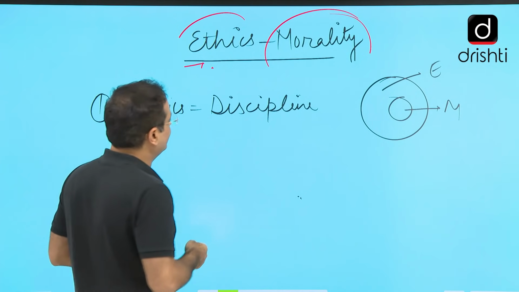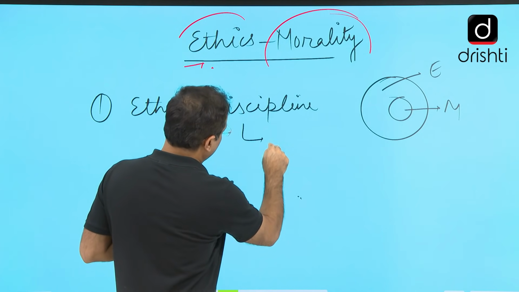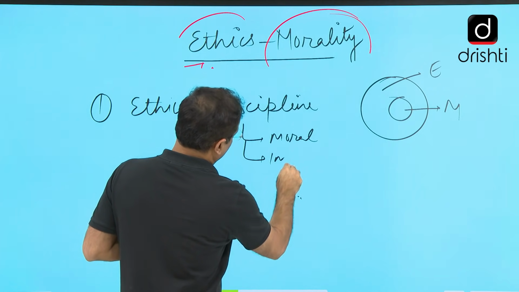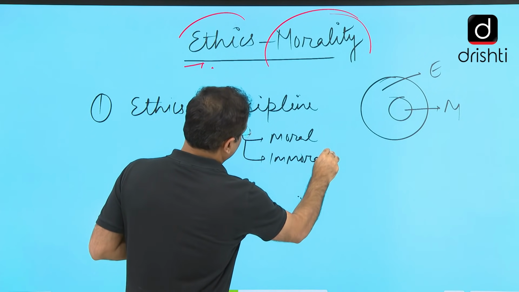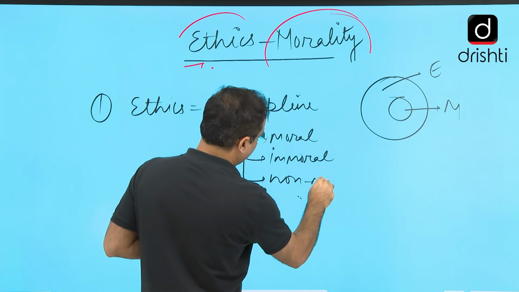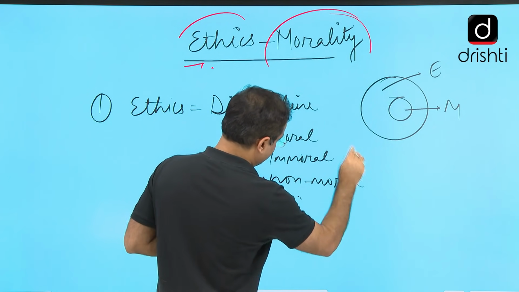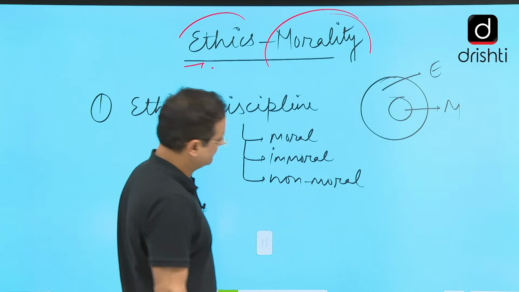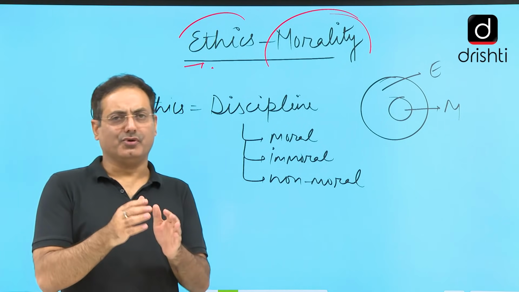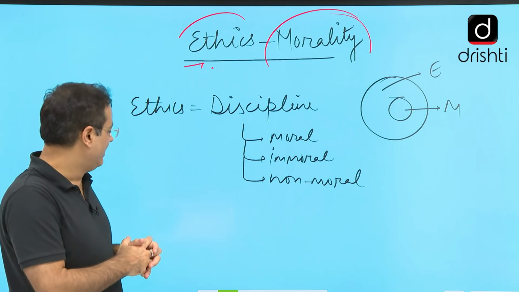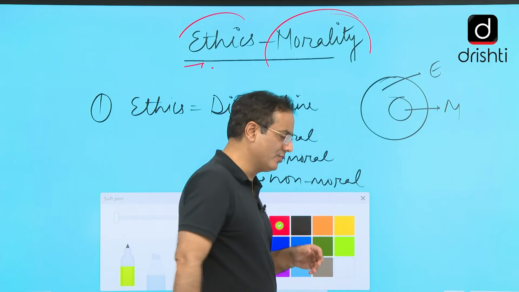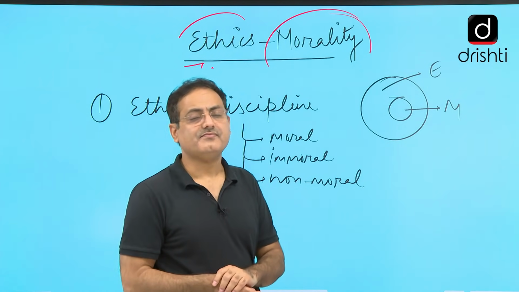In this discipline, we have to discuss what is moral, what is immoral, and not all things are moral or immoral. There is a third concept as well, which is known as non-moral. So ethics is a subject in which we study the conduct of human beings, which is either moral or immoral or non-moral. I know you must be thinking, what is non-moral? You must have heard moral and immoral, but not non-moral.